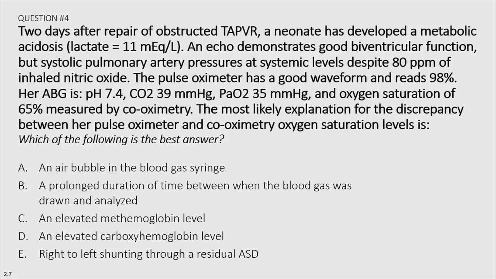The most likely explanation for the discrepancy between her pulse oximeter and co-oximetry oxygen saturation level is A, an air bubble in the blood gas syringe, B, a prolonged duration of time between when the blood gas was drawn and analyzed, C, an elevated methemoglobin level, D, an elevated carboxyhemoglobin level, E, right to left shunting through a residual ASD. What condition of the ones represented there gives you a discrepancy between the saturation that is seen and the saturation that's measured? Choose your answer.